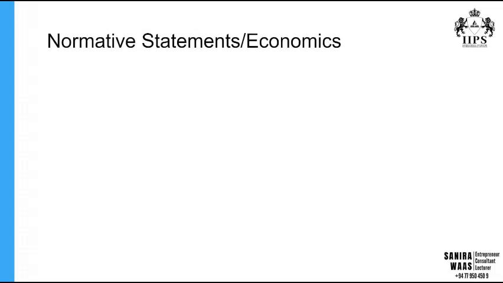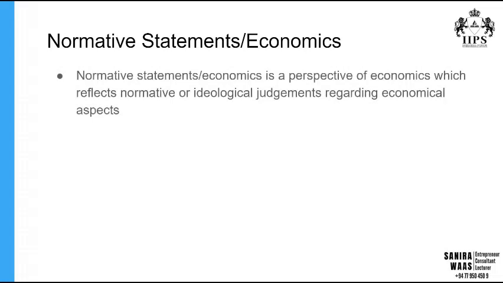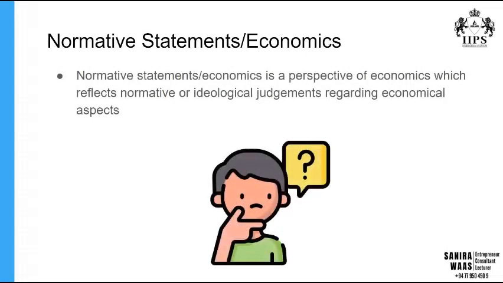Starting with normative statements or normative economics, it says normative statements or economics is a perspective of economics which reflects normative or ideological judgments regarding economical aspects. In here, what it really means is that anyone can make any statements. You can make a statement, even I can make a statement. So in economics, we know there are people called economists. So economists can make big statements in public. So there are two types of statements. One is, as we know, normative statements and positive statements.